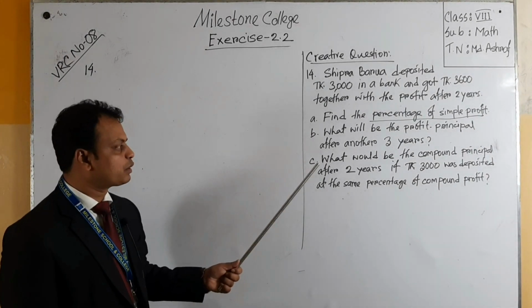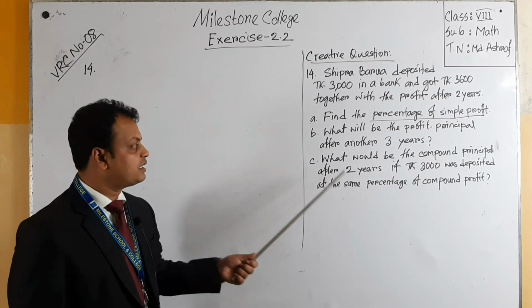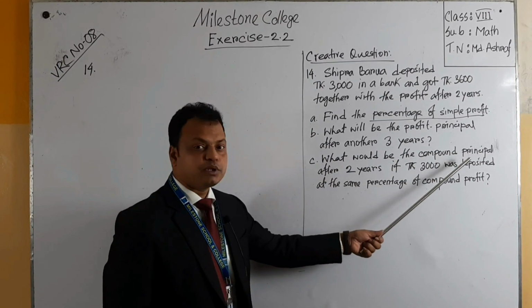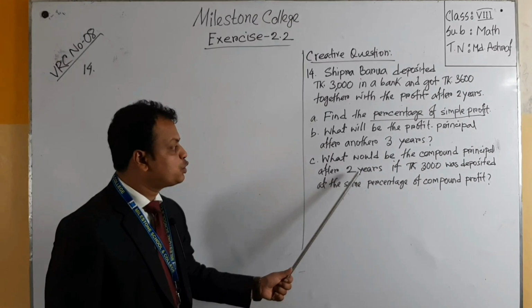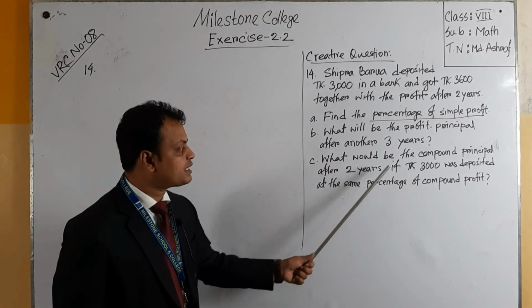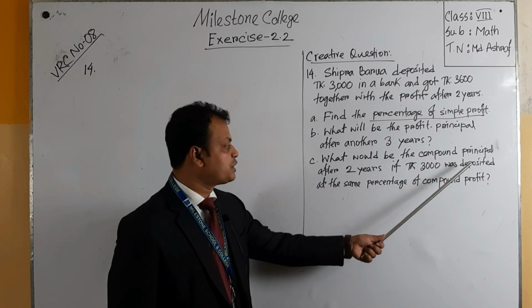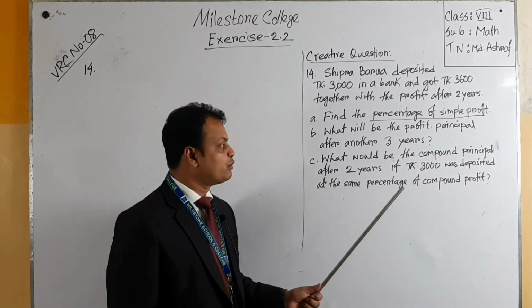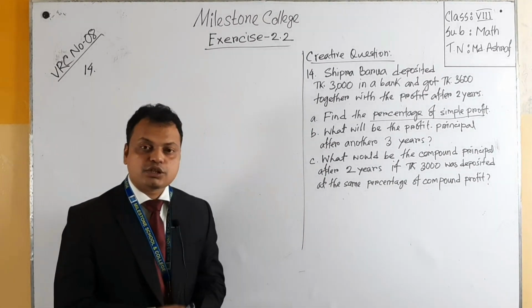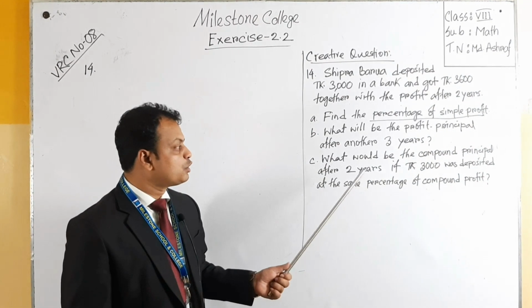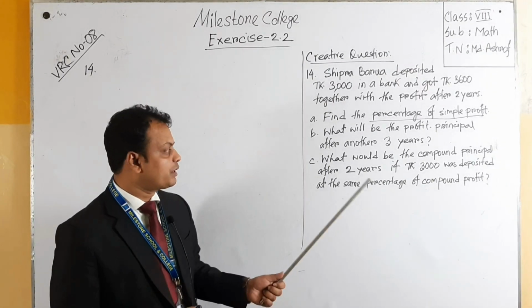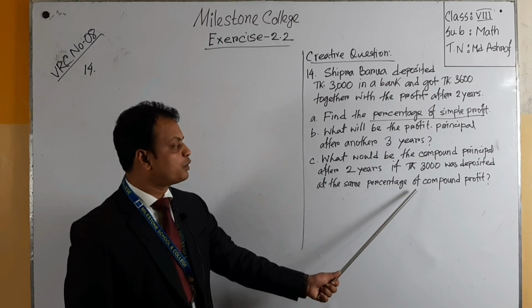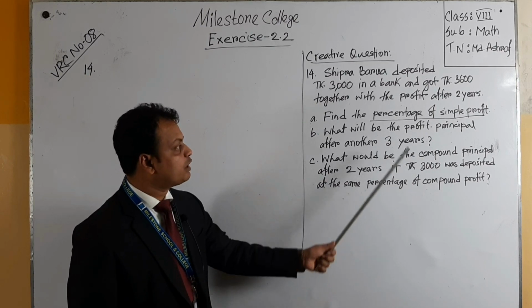Now we will solve C number question. So read the question first. What would be the compound principal? That means we have to find compound principal after 2 years, if Taka 3000 is deposited at the same percentage of compound profit. So in C number we have to find compound principal. C equals P into 1 plus R power n. Time is given, P is given, and at the same percentage of compound profit, that means the percentage of profit that we have got in A.